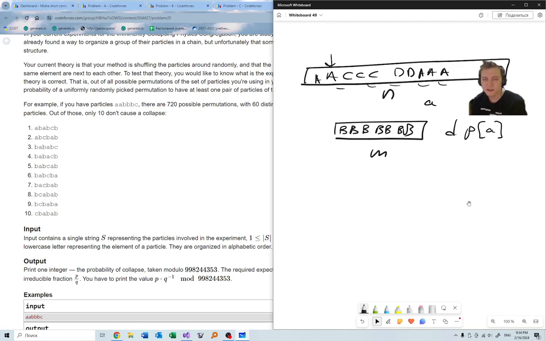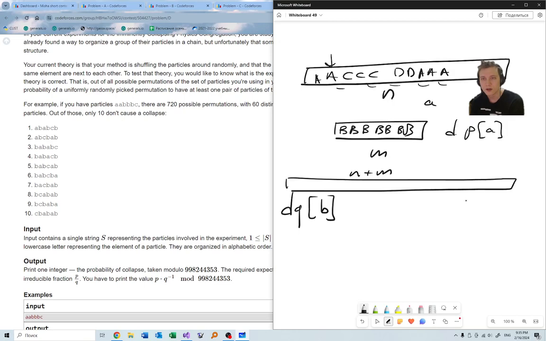And we want to calculate DP B, which is how many ways are there to make a string of length n plus m, where there are exactly b bad positions. So let's sum over all a's from 0 to n plus 1. So we want to calculate how many ways are there to make from a bad positions b bad positions. So dp a times how many ways are there to make from a bad positions b bad positions.